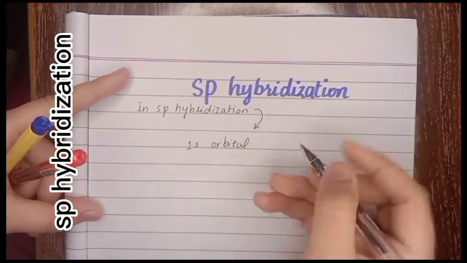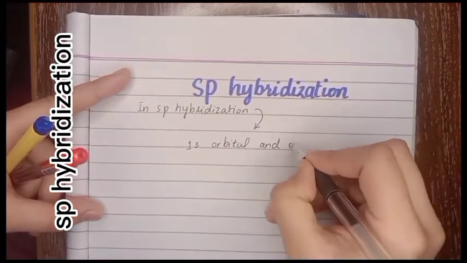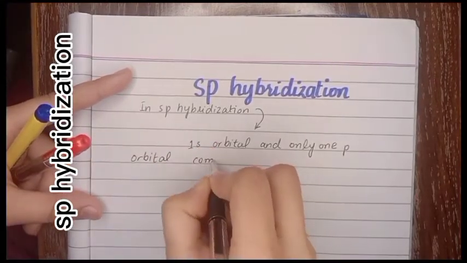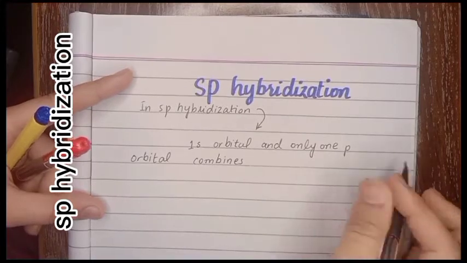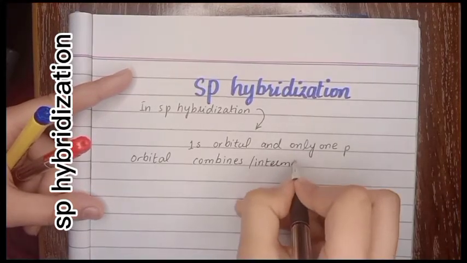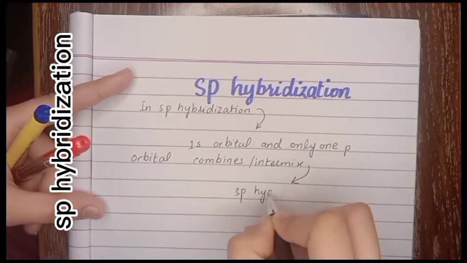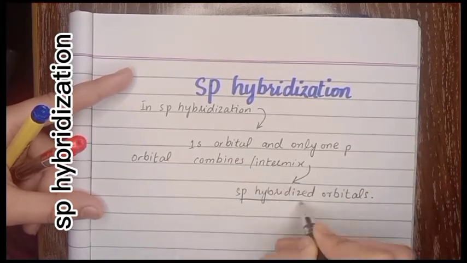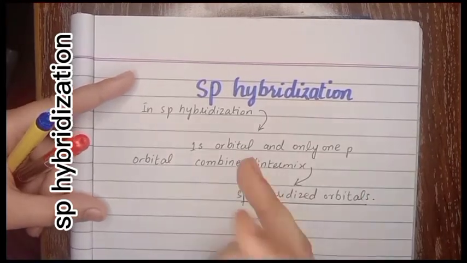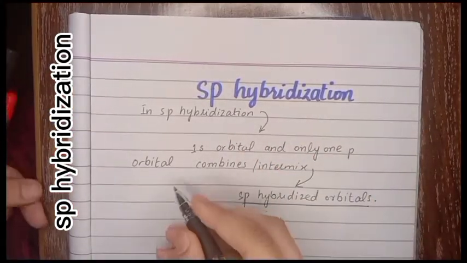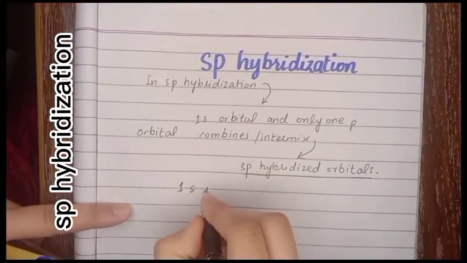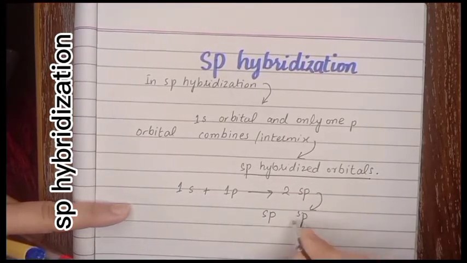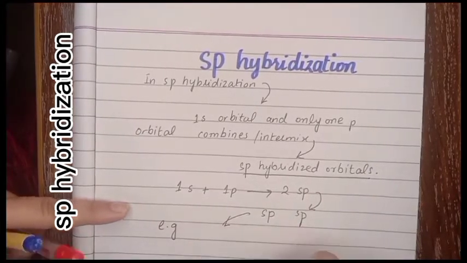Here, the parent orbitals are 1s and 1p, only two parents. The two of them will combine and intermix to form an sp hybridized orbital. And the number of hybridized orbitals depends upon the parent orbitals, which is 2. So 2 hybridized orbitals will form after the combination of s and p orbitals of the single atom.